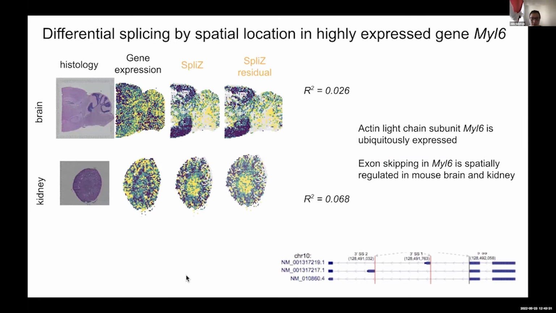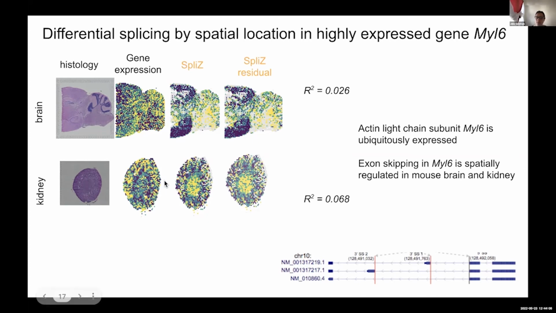Okay, so last slide here. I want to give you one of many examples that we are investigating. This is Visium data made public by the company in kidney and brain. And here I'm showing you the histology, the gene expression of this gene MYL6, which is an actin light chain gene, which is ubiquitously expressed. So it is thought to be kind of a housekeeping gene.